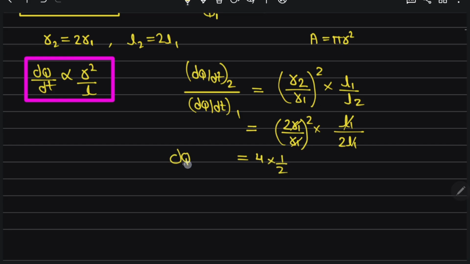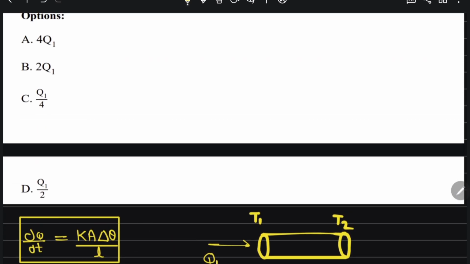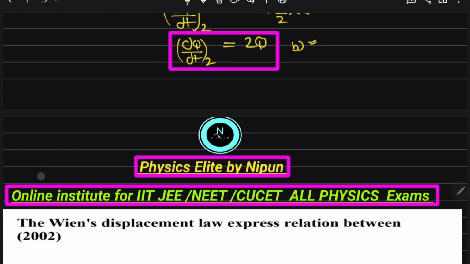They are asking for dQ by dt, and the initial dQ1 they have given as Q, so this comes out to be 2Q. So when the linear dimensions become double, dQ by dt becomes 2Q1. So option B is correct. Option B is correct. So I proceed to the next question.